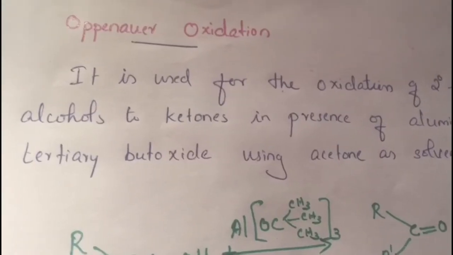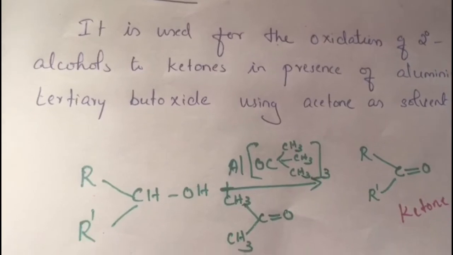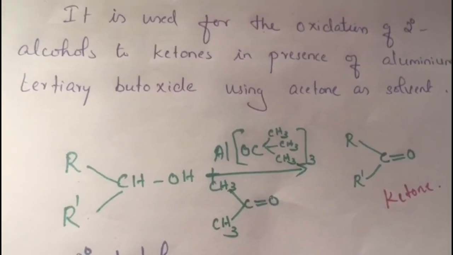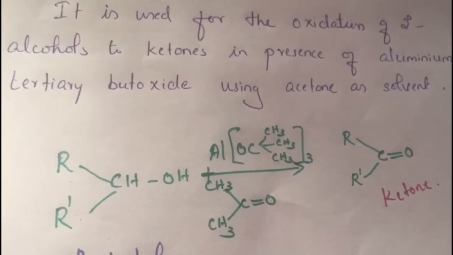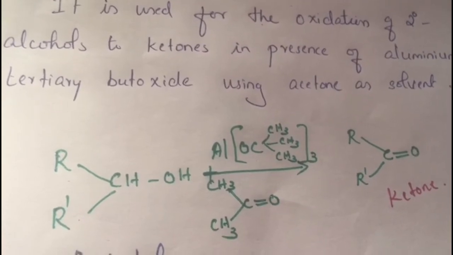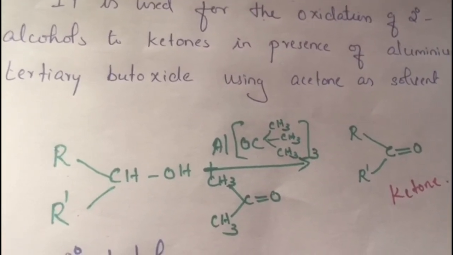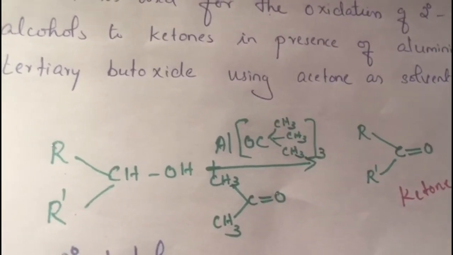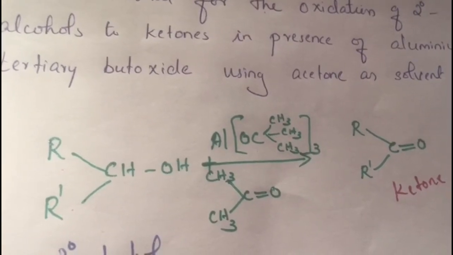So today we have discussed Oppenauer oxidation for the oxidation of secondary alcohols to ketones in presence of aluminium tertiary butoxide using the solvent acetone. Hope the mechanism is clear and see you in the next videos.